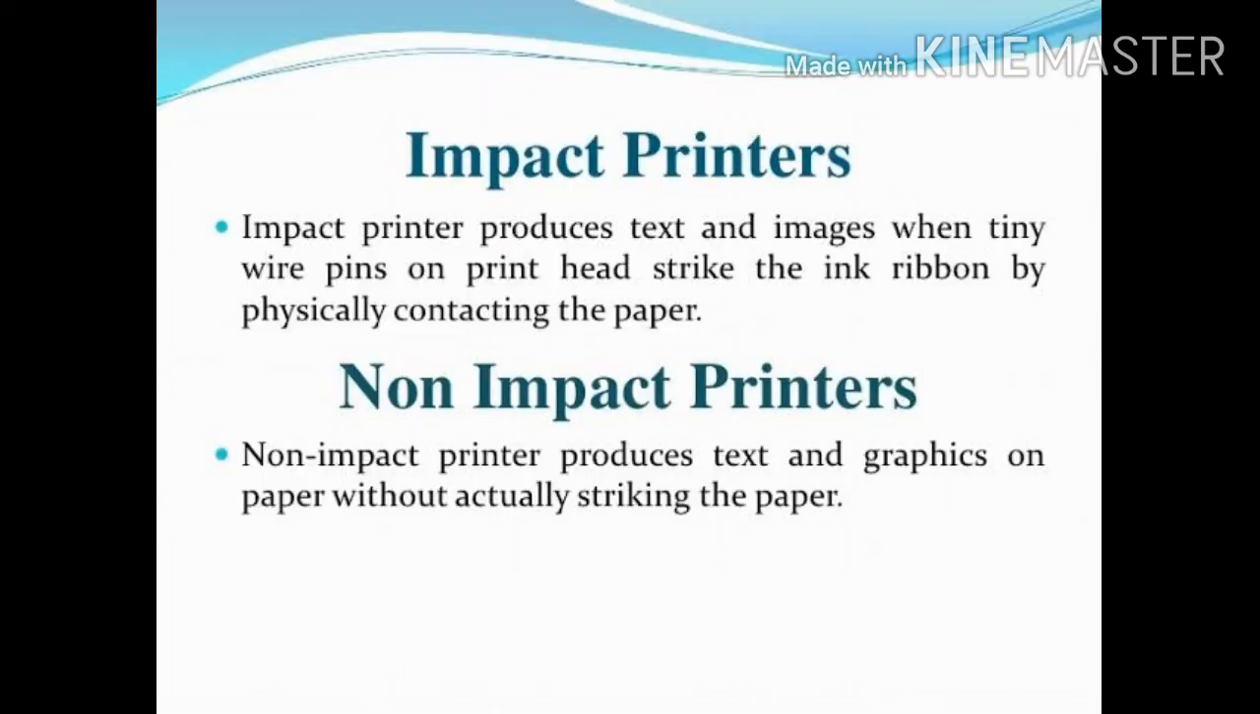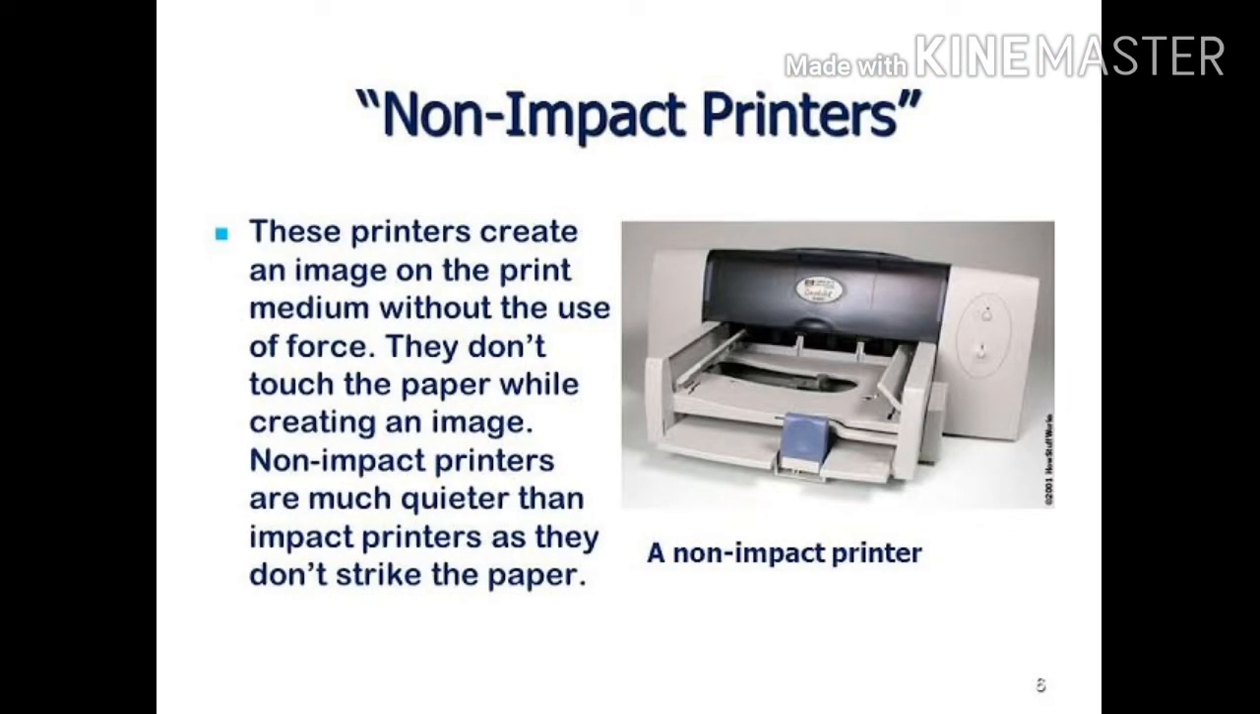Impact printer produces text and images when tiny wires, pins or print head strike the ink ribbon by physically contacting the paper. That means there will be a contact with paper. Non-impact printer produces text and graphics on paper without actually striking the paper. These printers create an image on the print medium without the use of force. They don't touch the paper while creating an image.